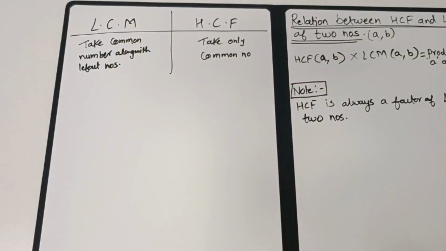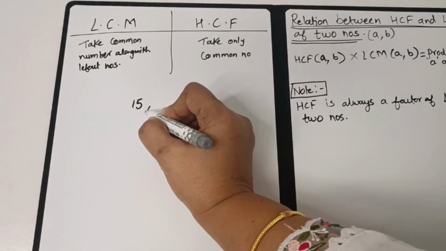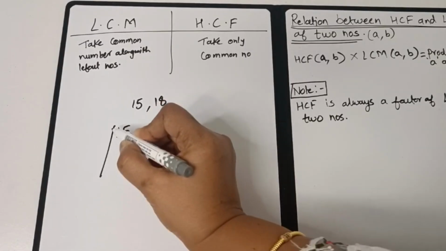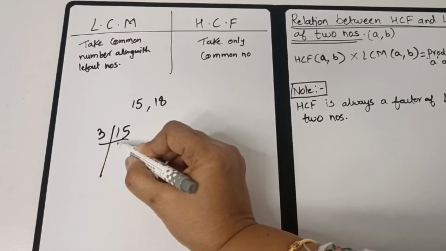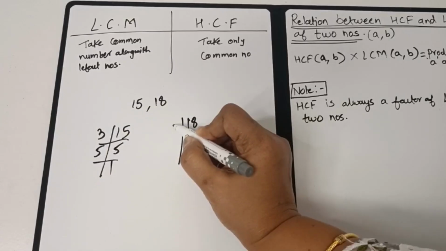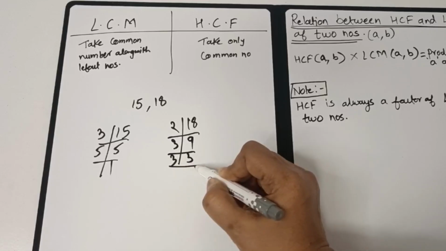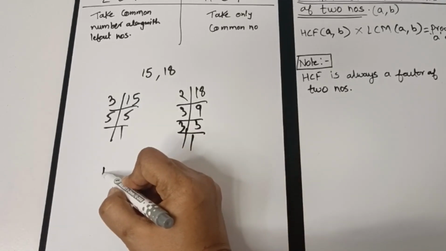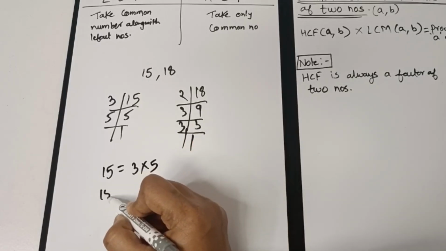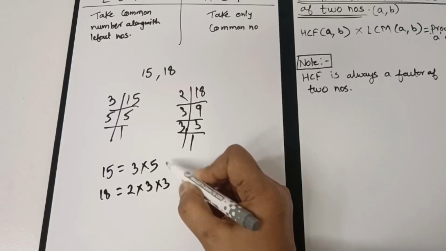Okay, so let us take one example of numbers, let's take 15 and 18. First thing that I will do, I will prime factorize 15, that is 3 5s are 15, 5 1s are 5. Then 18: 2 9s are 18, 3 3s are 9, 3 1s are 3. So if I have to write 15, it is 3 into 5, and 18 I can write it as 2 into 3 into 3. That's it.